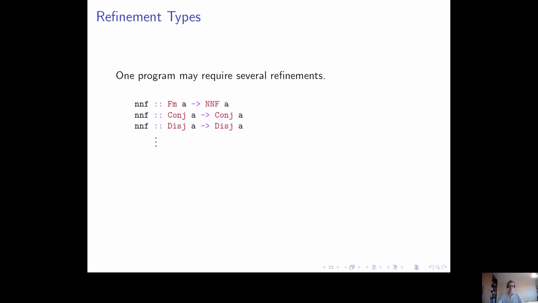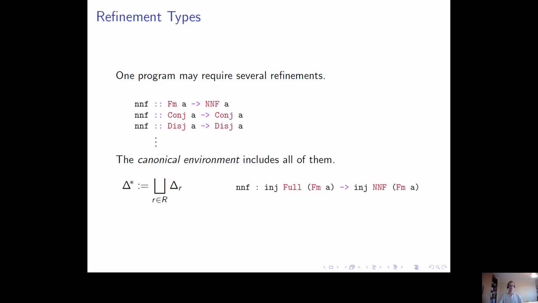To this end, we rephrase the setup as typing with respect to the sum of all possible refinements, which we refer to as the completion or canonical environment, and indicate it as delta star. Its data types are injections from disjoint environments, thereby restoring a separation of concerns between different refinements. Instead of an NNF data type, we now consider the type of formulas refined according to the NNF environment, which is an isolated part of this completion.